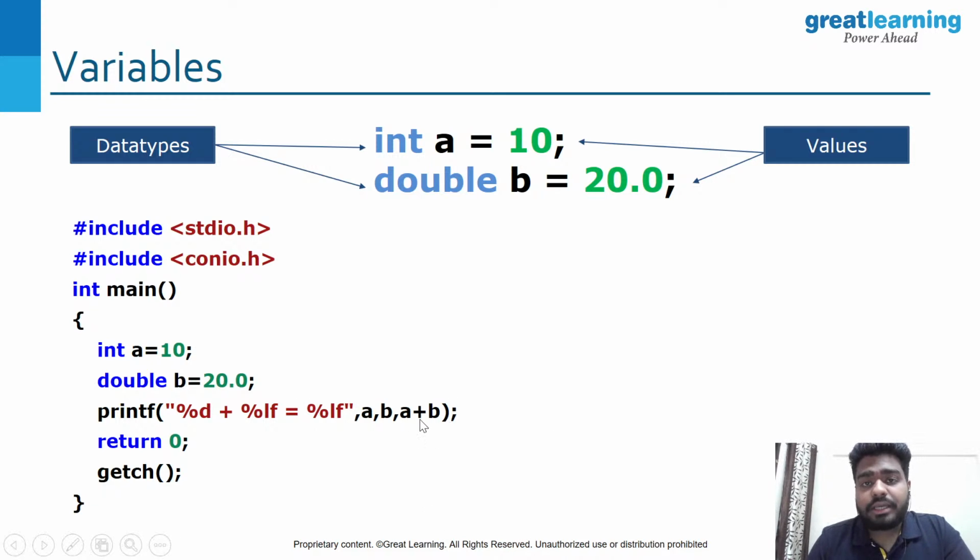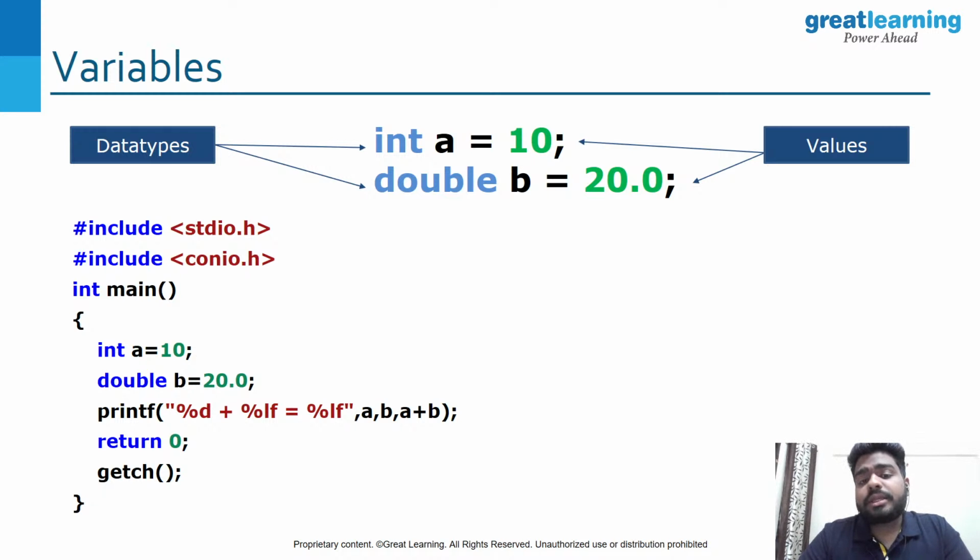So a plus b, plus is an operator. So I am saying to the computer, to the compiler, that please add these two values. Whatever answer will come, put it in the %lf portion. So your answer will be 10 plus 20.0 equal to 30.0. That is what it will print.